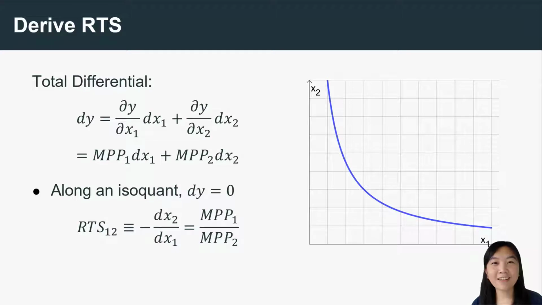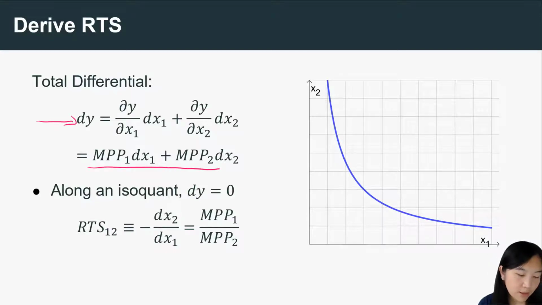It turns out that RTS is also linked to the MPP concept. This is why I mentioned at the very beginning of the course that MPP is going to be super important for this course. Let me show you why that's the case. Again, we will need the total differential equation. We have seen this. The important assumption here is that we are moving along an isoquant curve. If we're moving along the isoquant curve, that means your y is fixed.